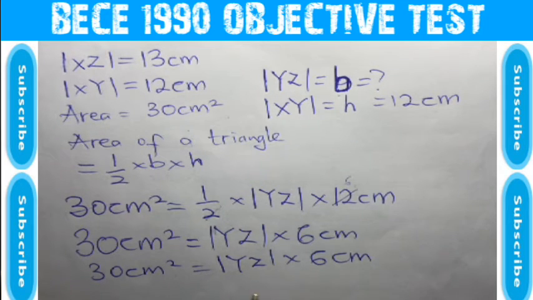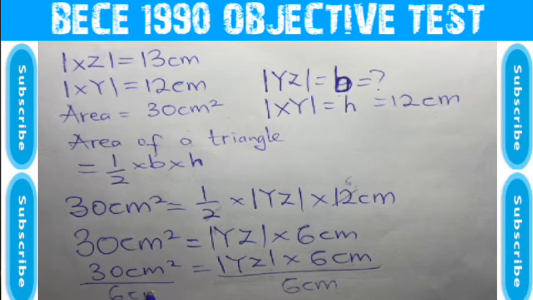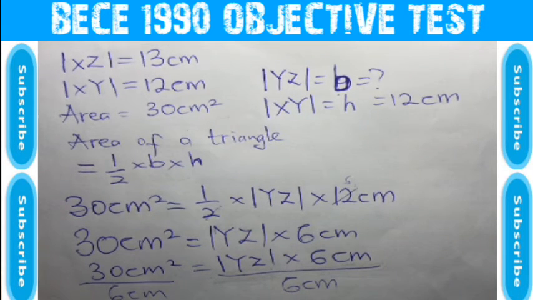So this is it. We are calculating for the length of YZ, which is the base of the triangle. And for us to be able to calculate for the base of the triangle, we need to divide here by 6. We need to find YZ, so we have to get rid of 6 centimeters from here. For that to happen, we divide here by 6 centimeters. We divide this side by the same 6 centimeters. What you do at the right hand side, you make sure you do same at the left hand side.